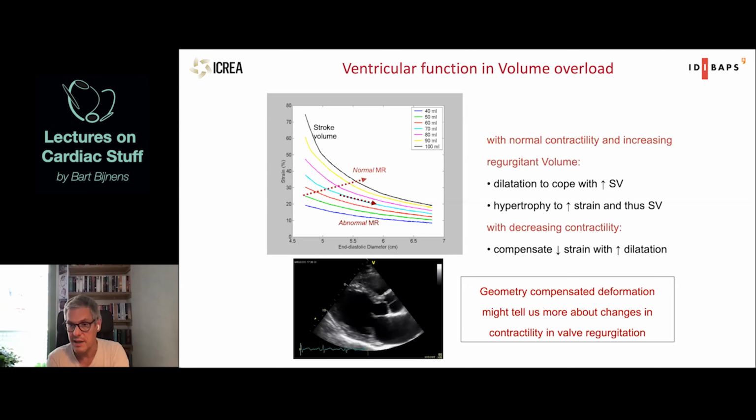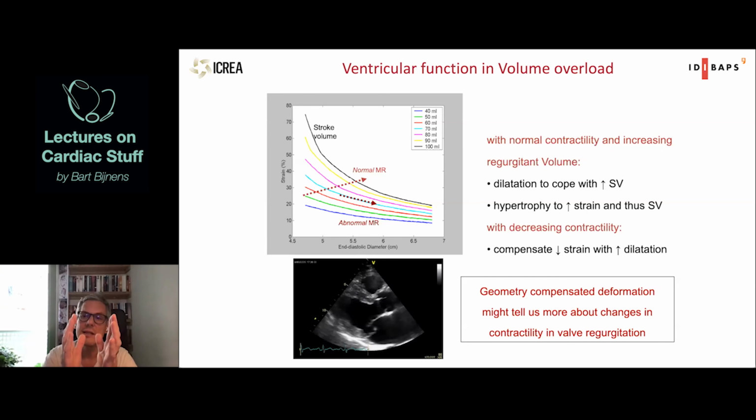That means that you're not compensated anymore for this regurgitant stroke volume. That means that you have to compensate for that again, which means that you have to dilate in order to compensate for the fact that, because of the decreased strain, you cannot generate the stroke volume anymore. So you dilate more, but of course, even if you dilate more, wall stresses will increase more, you get even more damage, which then has to be compensated by more dilatation, and you come into this vicious circle where you start to get myocyte damage compensated by dilatation, inducing even more myocyte damage.